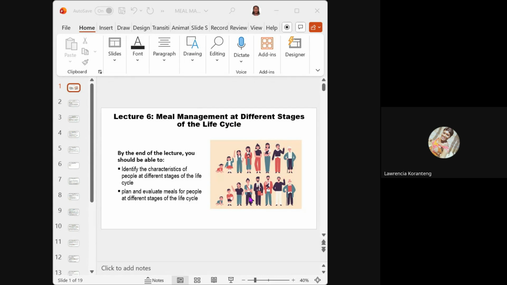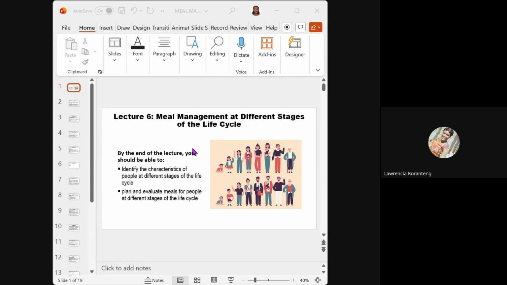Yeah, so meal management at different stages of the life cycle. That is what we are going to do. I think last week and the ensuing weeks we've looked at meal planning, factors affecting meal planning, and the importance of meal planning. And once we are planning meals, we have talked about meal planning for the healthy group in the family, putting this together, to let them eat to achieve optimum nutrition.